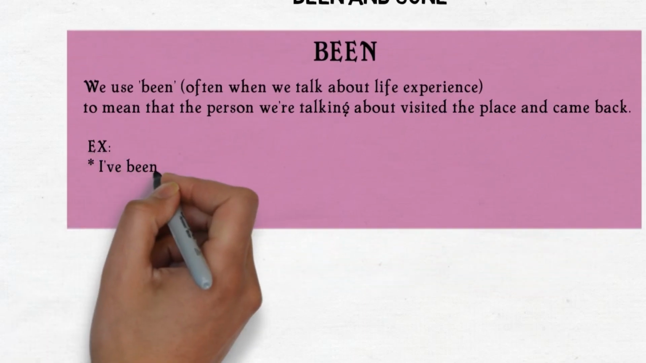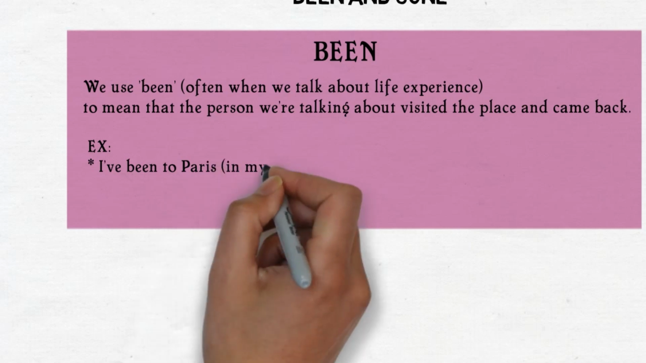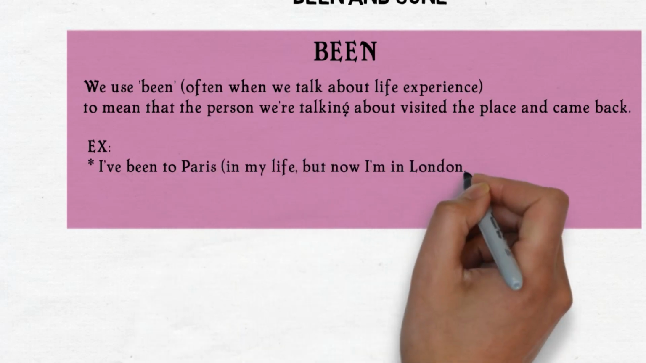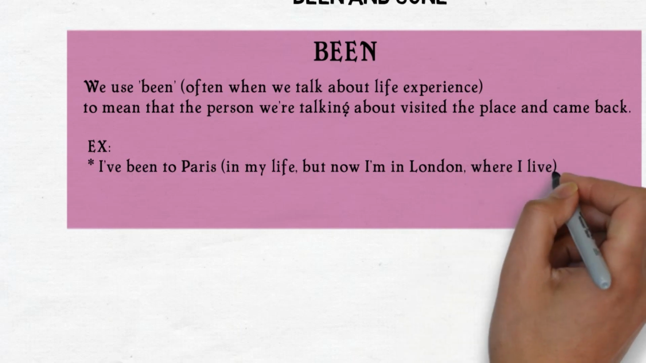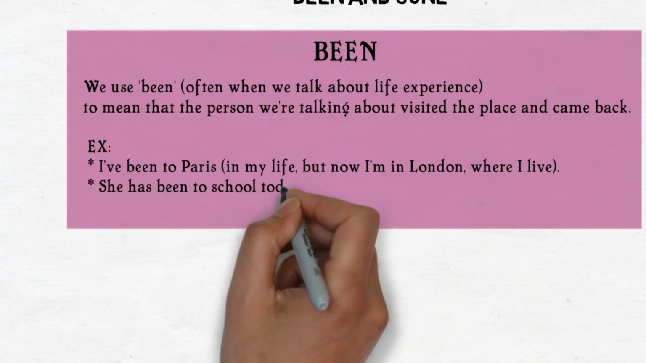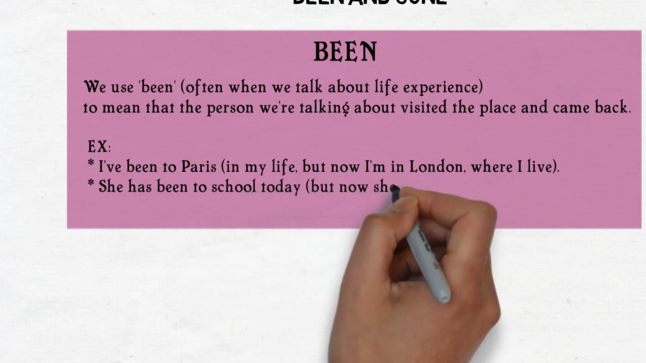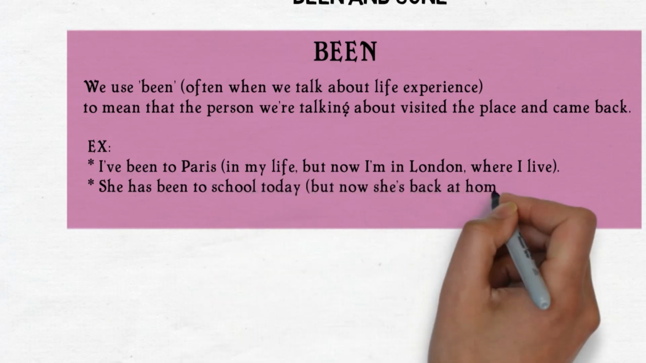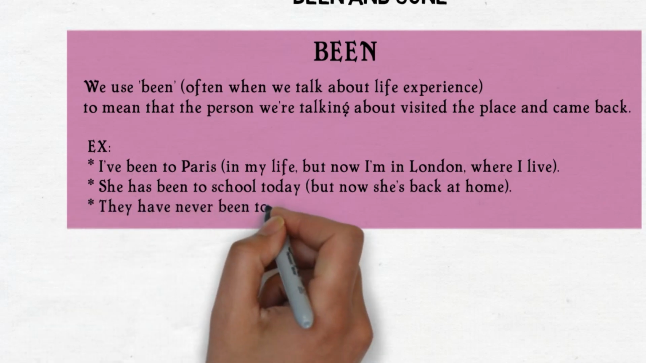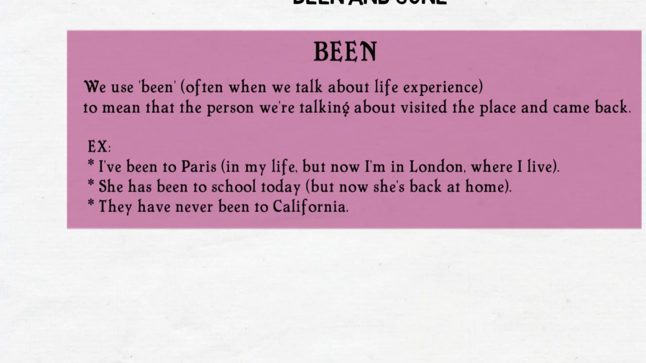For example, I've been to Paris, but now I'm in London where I live. Second, she has been to school today, but now she is back at home. And the third example, they have never been to California.